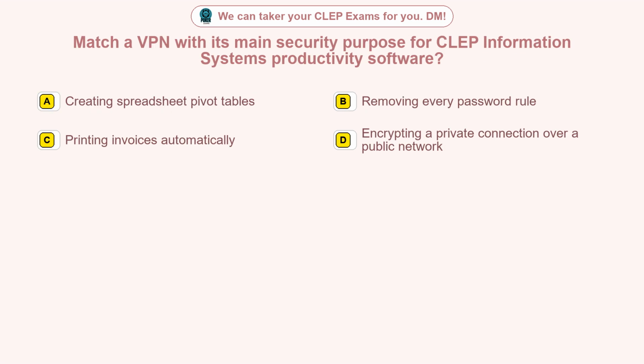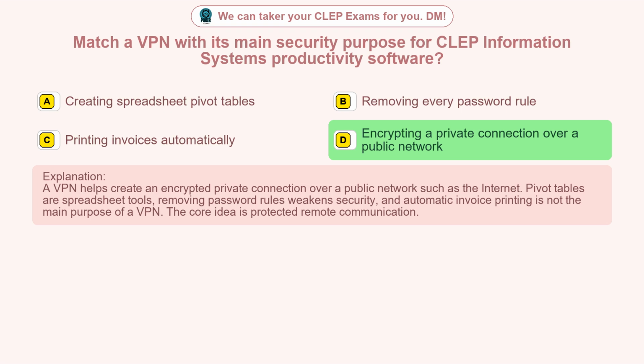Question 38. Match a VPN with its main security purpose for CLEP Information Systems productivity software. Option A. Creating spreadsheet pivot tables. Option B. Removing every password rule. Option C. Printing invoices automatically. Option D. Encrypting a private connection over a public network. The correct answer is option D. Encrypting a private connection over a public network. A VPN helps create an encrypted private connection over a public network such as the Internet. Pivot tables are spreadsheet tools. Removing password rules weakens security, and automatic invoice printing is not the main purpose of a VPN. The core idea is protected remote communication.